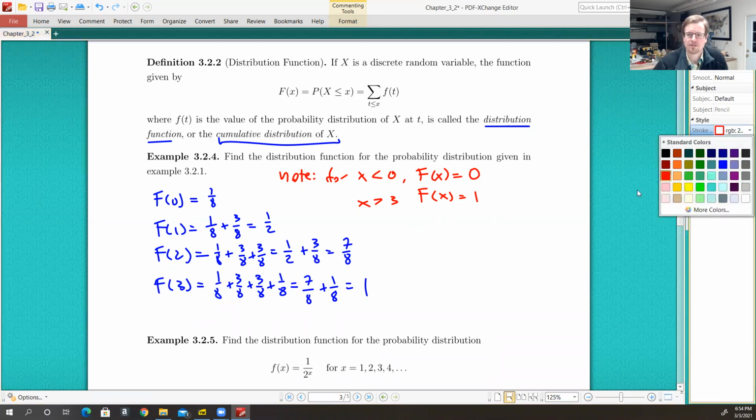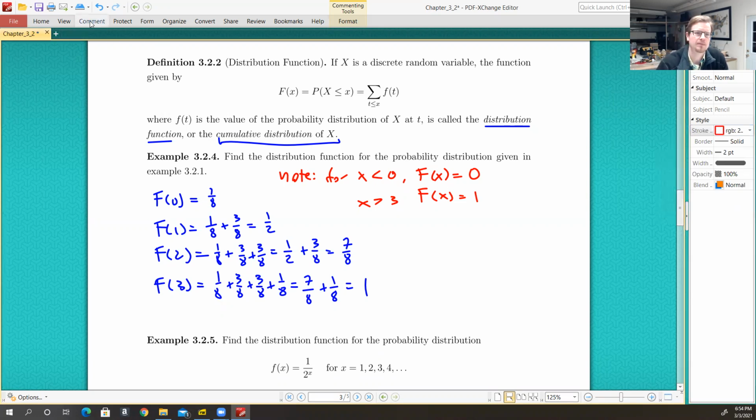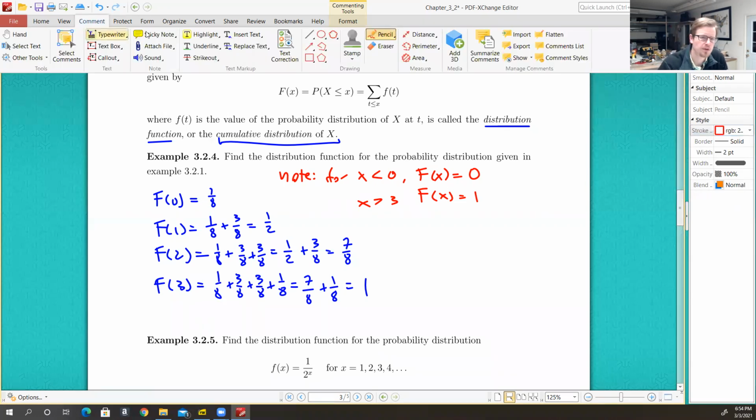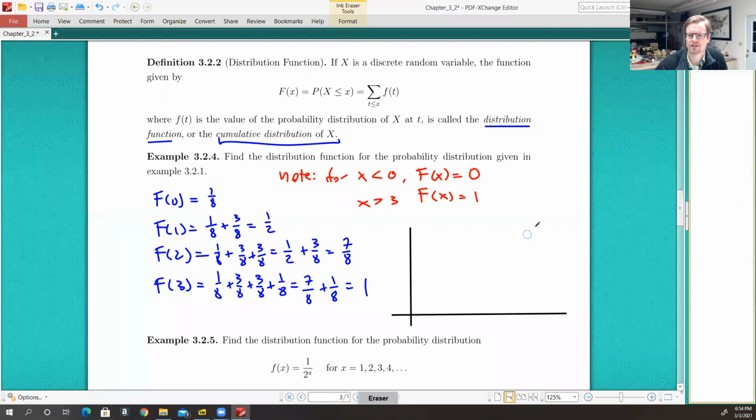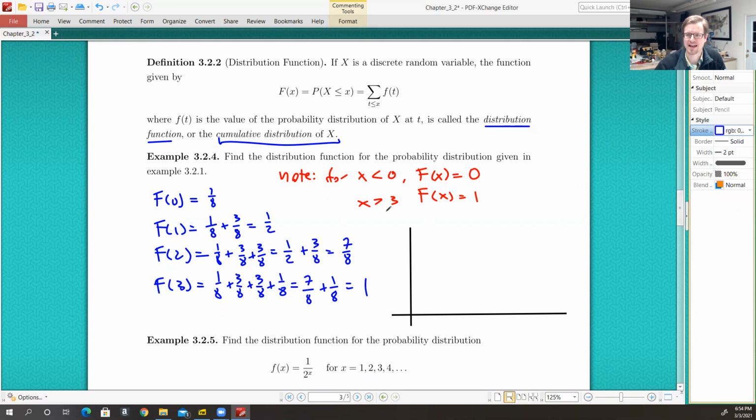And we can graph that. It's worth taking a look at. I don't think it's the most important thing, but it becomes a little bit more important in our next video. So let's take a look at this. What would the graph look like? We want to utilize this.